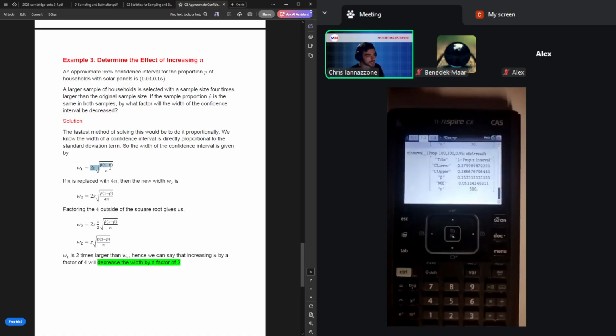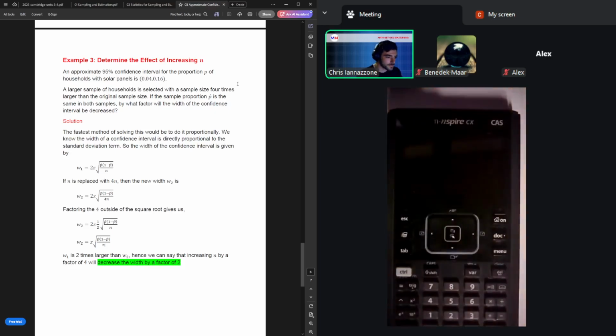So initially we started at 2z times the root. We now have 1z times the root. This is 2 times smaller. So by increasing your n, your sample size, 4 times, you shrink your interval in half from what it was initially. Because it asks for a specific factor, you say decreased by a factor of 2. So this is how you would more or less do that.